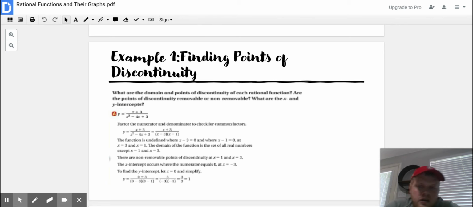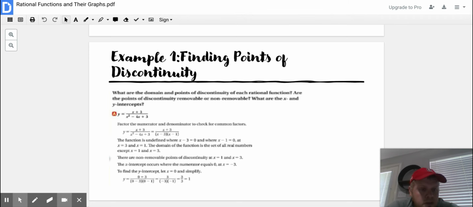Okay, so from there, that's going to tell us where we cannot have our holes. So again, always set your denominator equations equal to 0. I'm going to set x minus 3 equal to 0 and x minus 1 equal to 0. And that's where we get our 2 points, x equals 3 and x equals 1. So that means the domain of the function is the set of all real numbers except for those 2 points, x equals 1 and x equals 3.